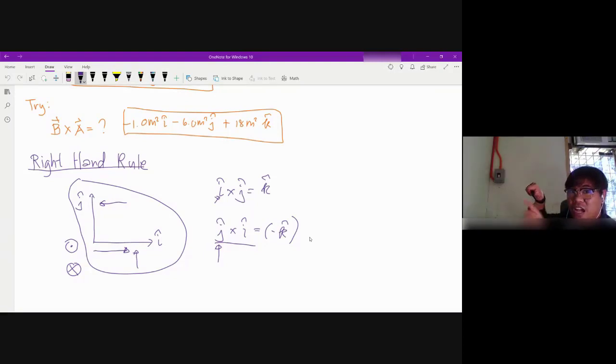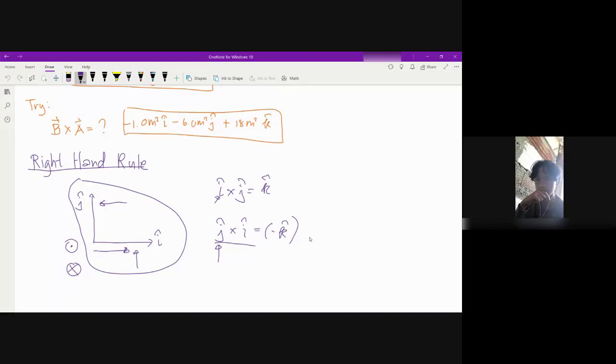Pag curl na ako, ang thumb kay pasulod sa inyong screen. Pasulod sa screen. So that's why ang definition na to sa pasulod sa screen is actually negative K-hat. Kaganina man nga to example ang I cross JK, ang pagawas sa screen is positive K-hat. Karon kay pasulod naman siya. So this is why you have negative K-hat. Negative. Okay?